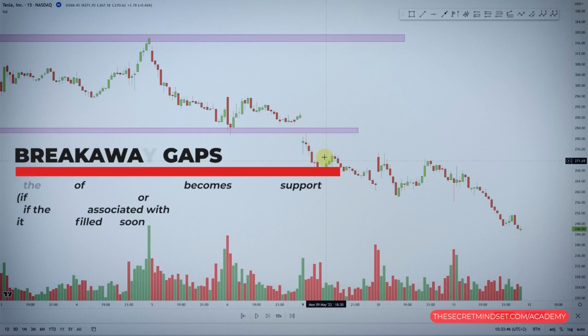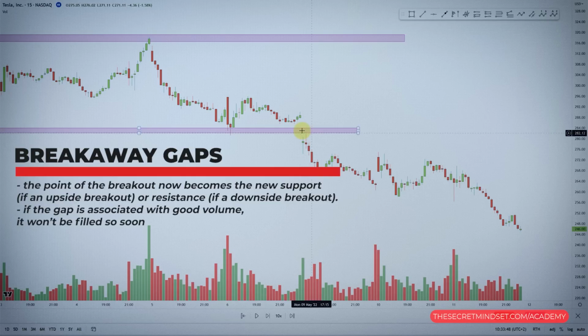The point of the breakout now becomes the new support if an upside breakout, or a resistance in the case of a downside breakout. Usually, this type of gap, if it happens with good volume, won't be filled so soon. So filling a breakout gap might take a longer time. It's better to go with the fact that a new trend has taken place and trade in that direction, not against it.